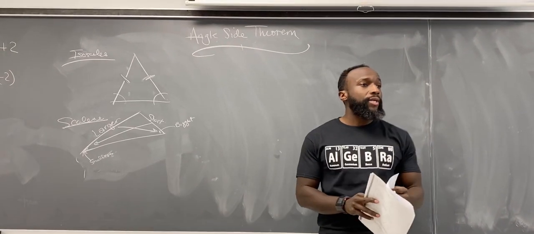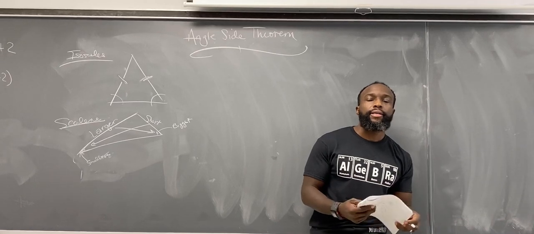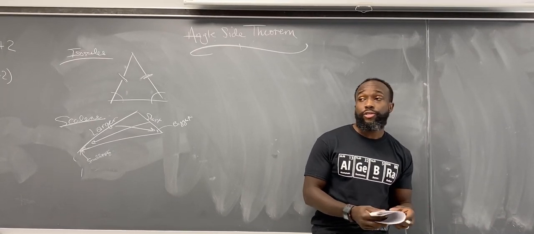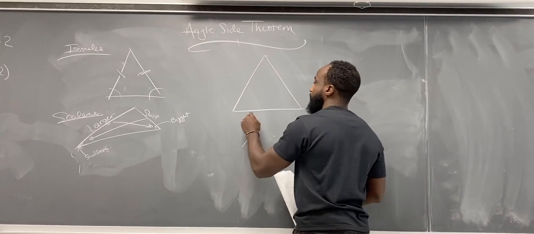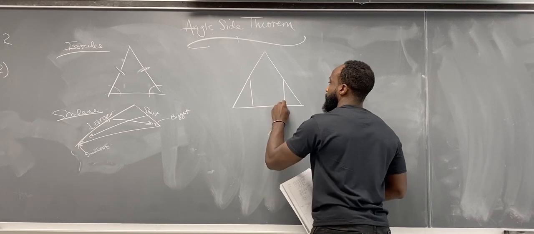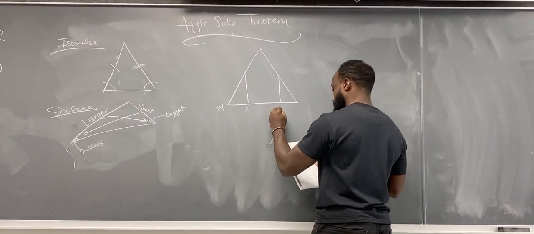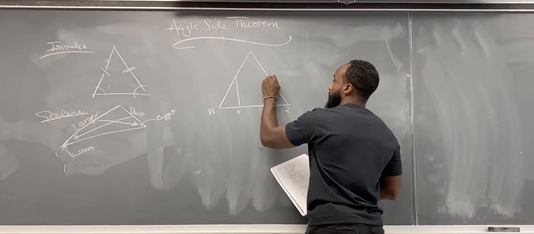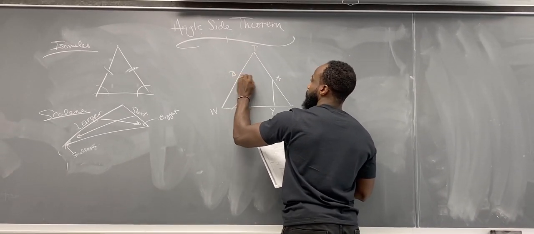Now we're going to look at two common proofs that we do for the side angle theorem. So we're going to look at this triangle here. I think we looked at it yesterday, but let's look at it again. We have the points W, X, Y, Z, A, T, B. This is angle 3, and this is angle 4.